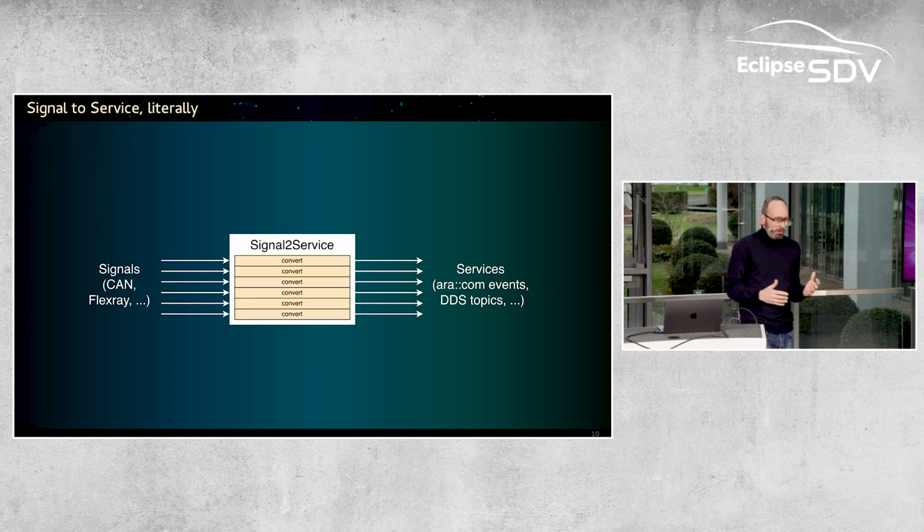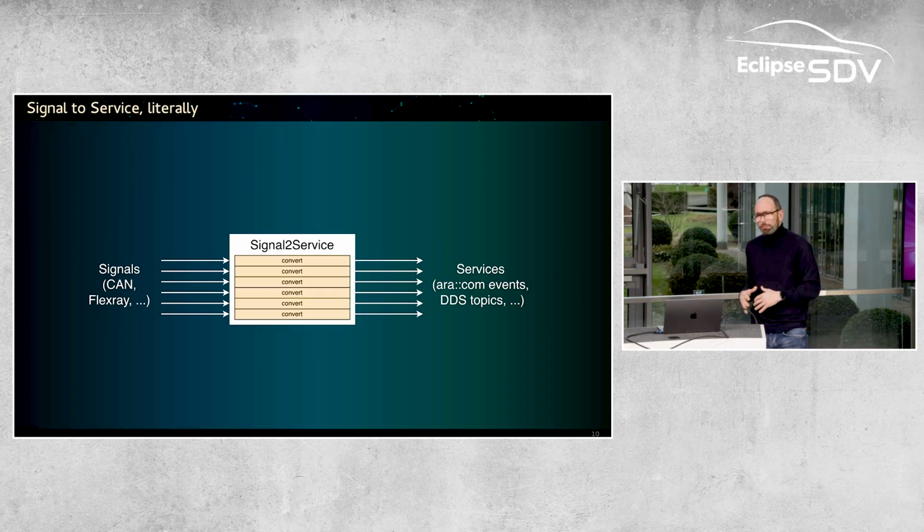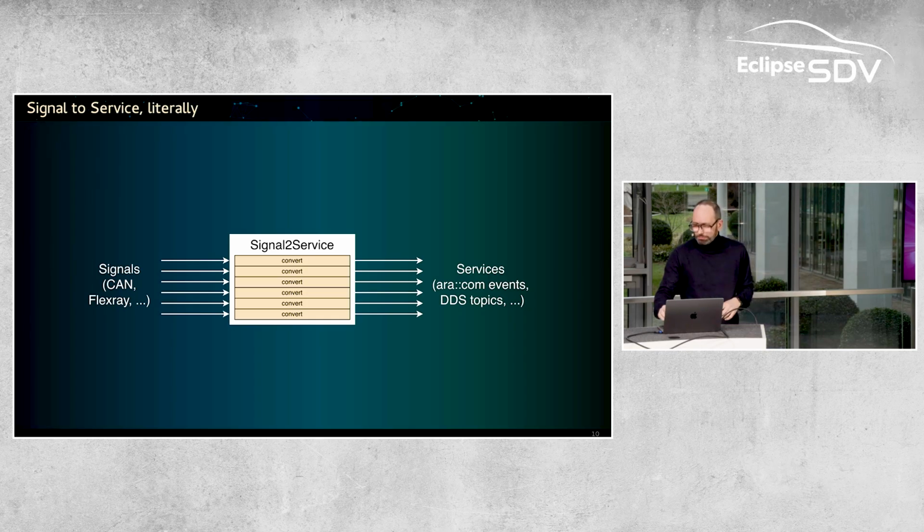Then we want to go away from signal-based communication to service-oriented communication. So let's make every signal a service. A service would then be an ara::com event or some IP event or DDS topic. And if we have every single signal as a service, we can have a lot of flexibility in how we distribute all this information.